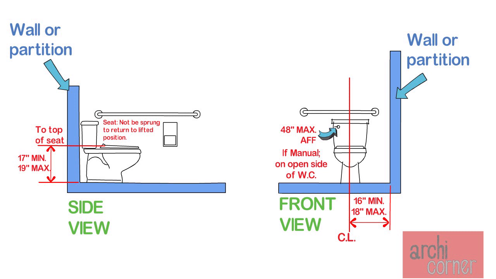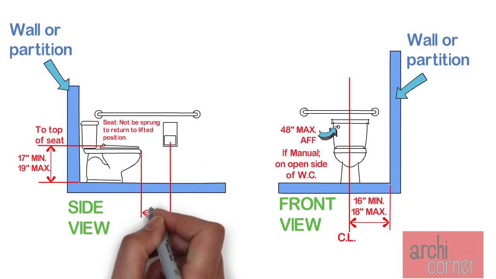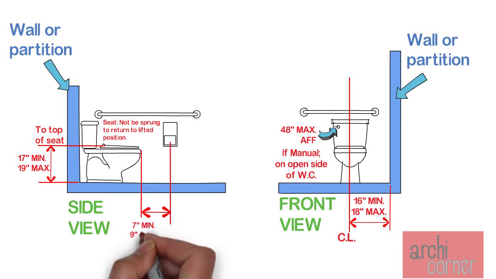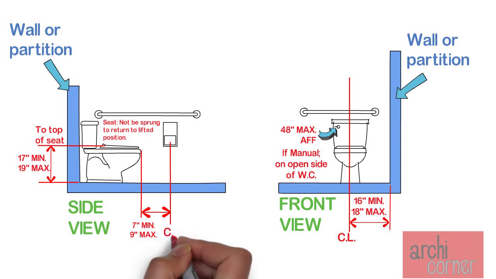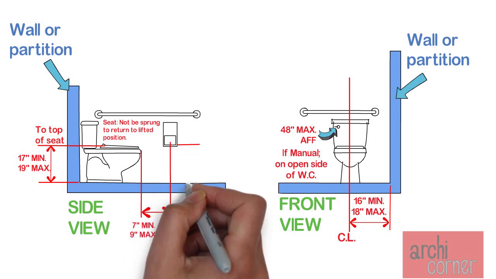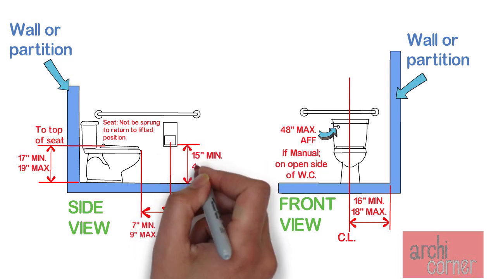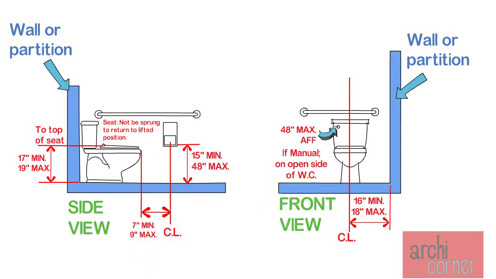Moving on to toilet paper dispensers. These must be located between 7 inches minimum and 9 inches maximum in front of the water closet. This is measured to the center line of the toilet paper dispenser to the water closet front edge. Outlets of the dispenser should be between 15 inches minimum and 48 inches maximum above the finished floor.